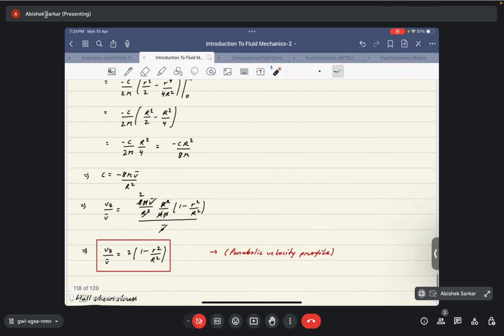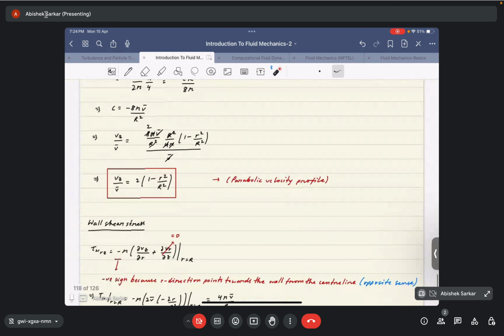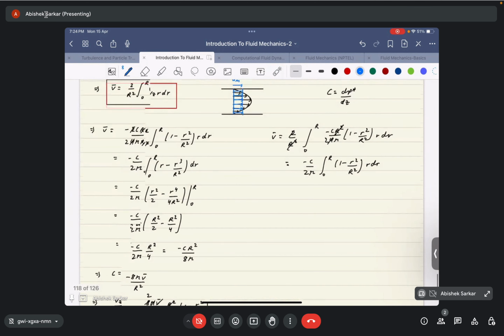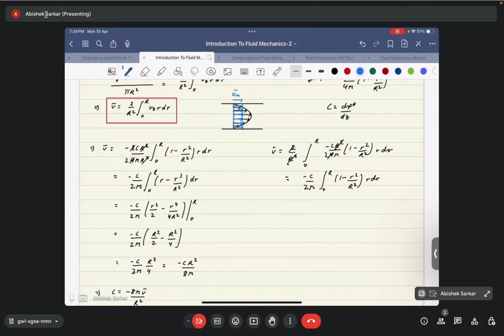But the more important conclusion that we get from this equation is the concept of maximum velocity. At r equal to 0, Vz would be maximum. That can also be observed in this diagram as well: at r equal to 0, the value of the z component of the velocity would be maximum.